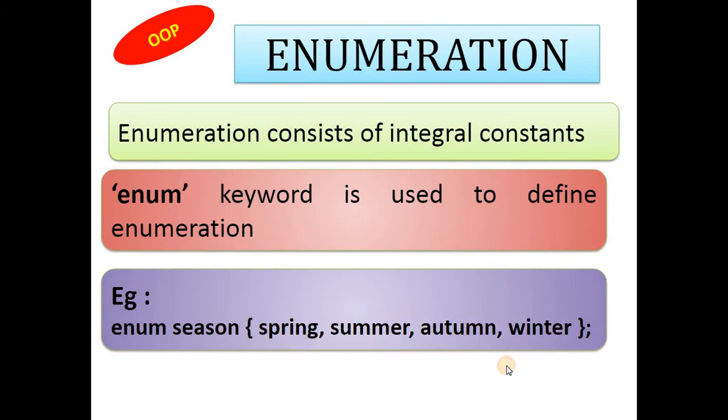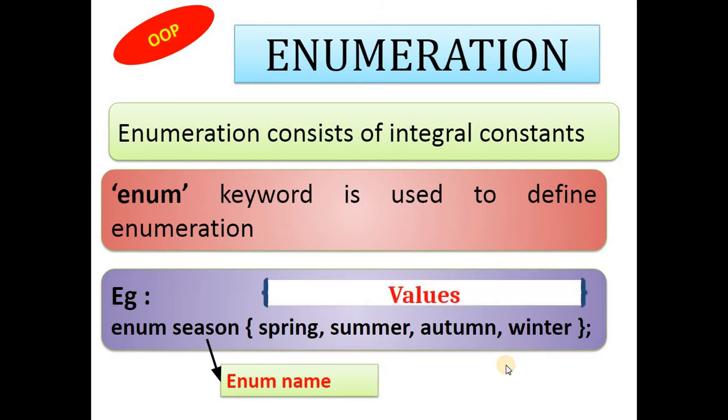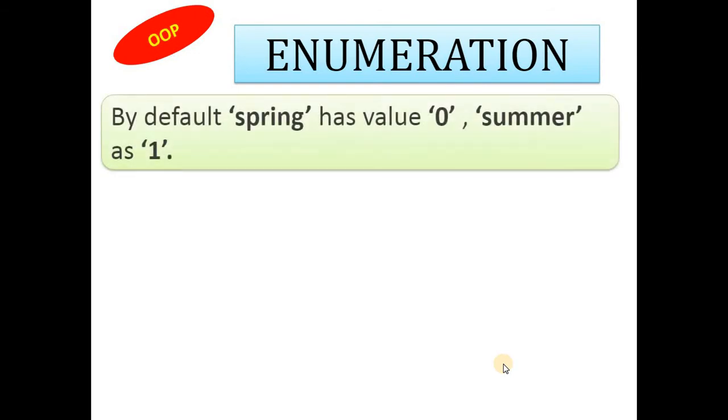As stated, spring, summer, autumn, winter are the values to which we have to assign the integral constant. Season is the enumeration name and enum is the keyword. So as we can see, season is the enum name and spring, summer, autumn, winter are values. Now by default the value starts from 0 and increments by one. So spring will have value 0, summer will have value 1 and so on.